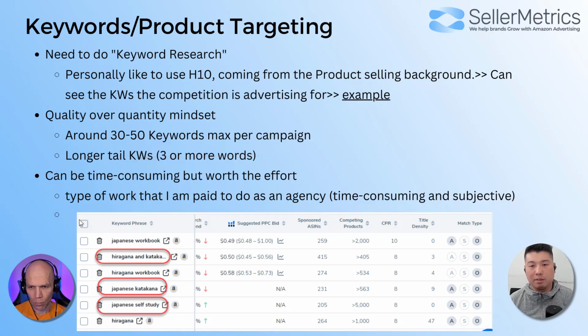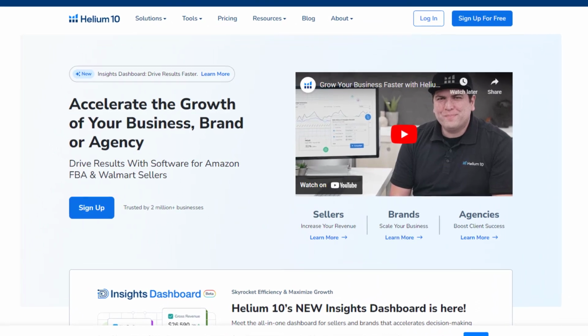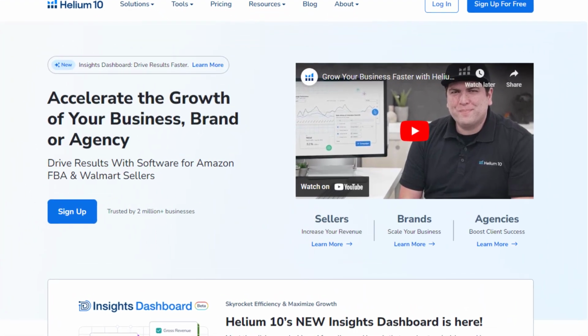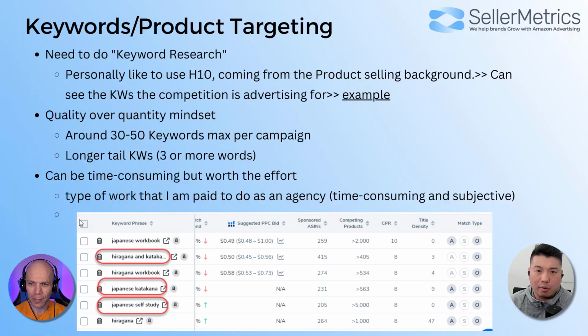And basically, as an Amazon PPC agency, that's a lot of the work that I do, making sure that my clients are targeting the right keywords and also the product targets. And in terms of tools for product research, since I come from the product selling space, I use a product called Helium 10. Maybe some of your audience may have heard of them as well. They're very well known in the Amazon software space.